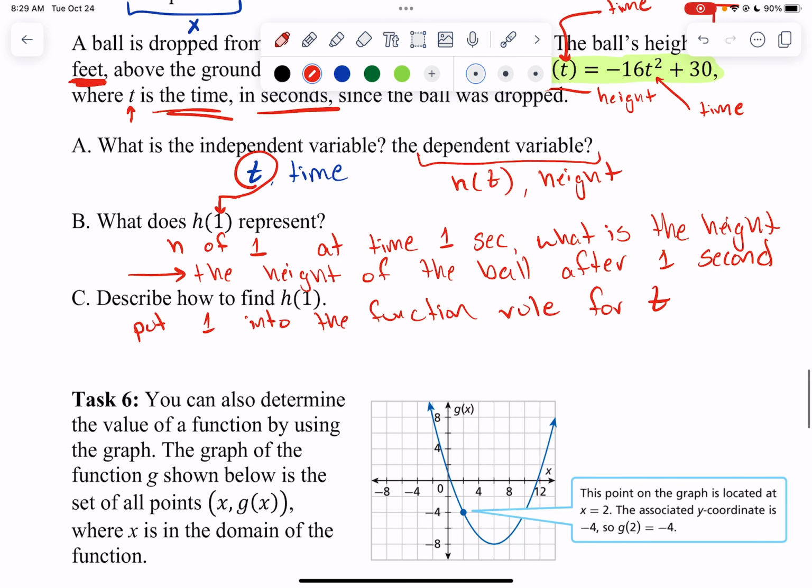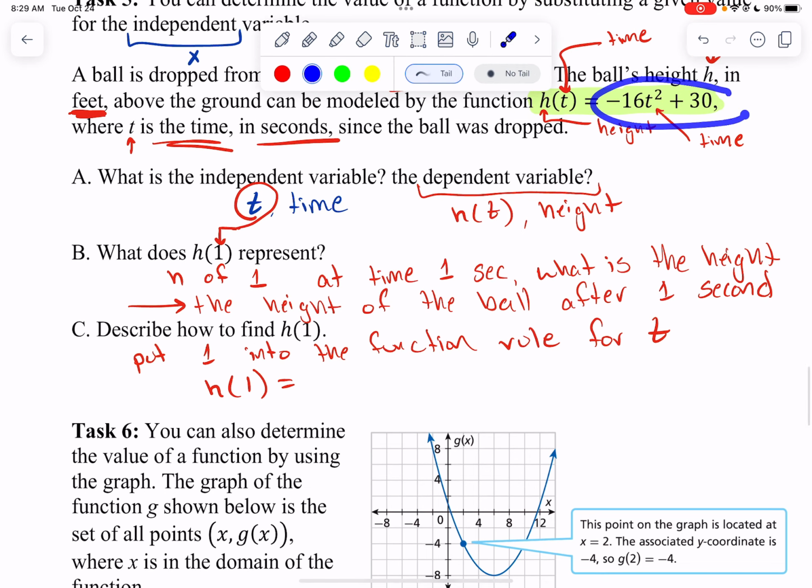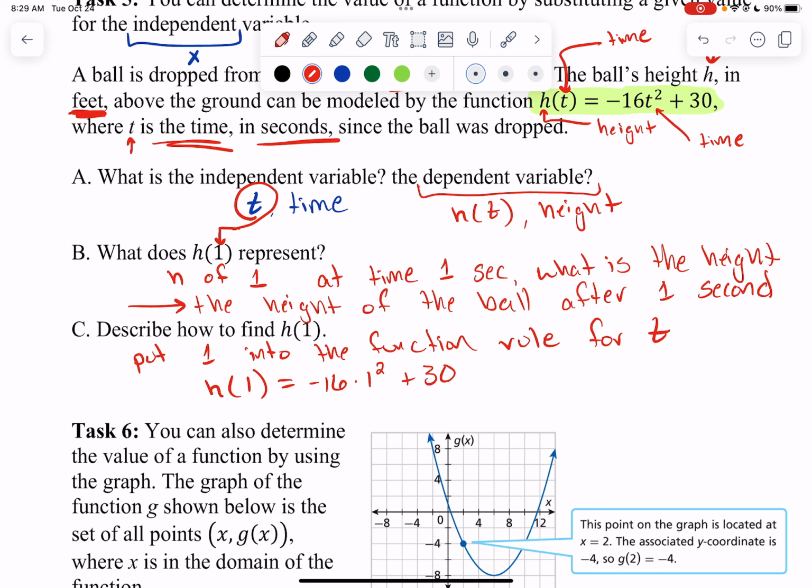So how that would look, h of 1 is equal to, now I come up here, I grab this function rule, I replace my t with a 1. So it would be negative 16 times 1 to the second plus 30. Order of operations, I have to do 1 to the second first. 1 times 1 is 1. So negative 16 times 1 plus 30. Negative 16 plus 30 is 14. And again, this is the height, so 14 feet.